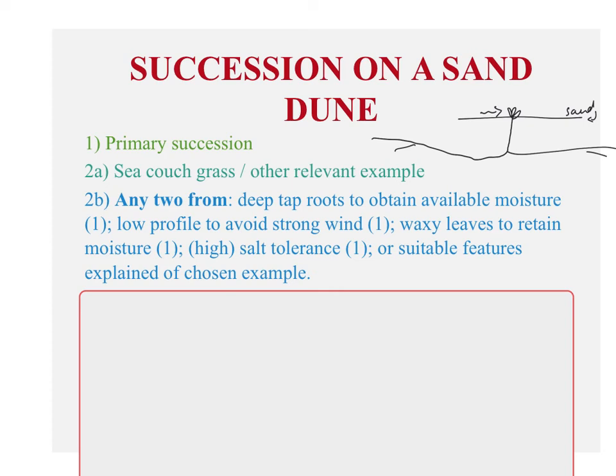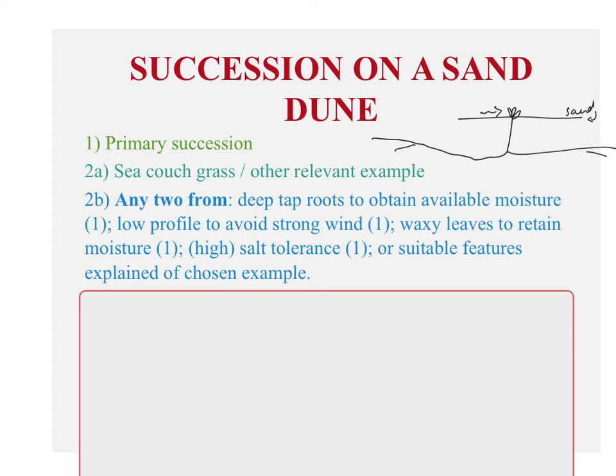And if you've done any other research, maybe your example for 2A wasn't sea couch grass, you might have chosen some other properties, examples, things like that. So if you're not too sure, just ask and let me know and we can go through them together.